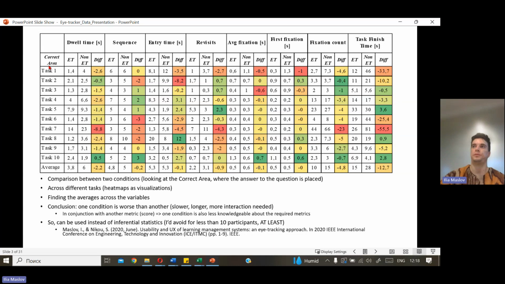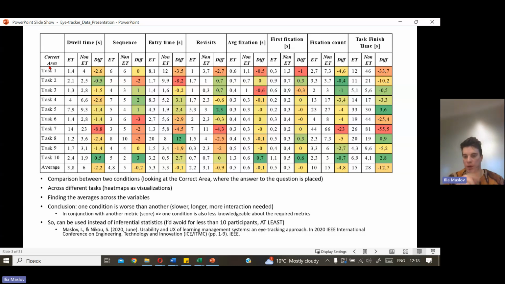And dwell time is a time that it fixates on a certain point? Yes, it's the total time. So you have this area of interest, you look at this area of interest, and then the total time you spend looking at this area. This can also signify more important areas of interest or less important. And maybe the participant is looking at the wrong place. Yes, that's the idea.